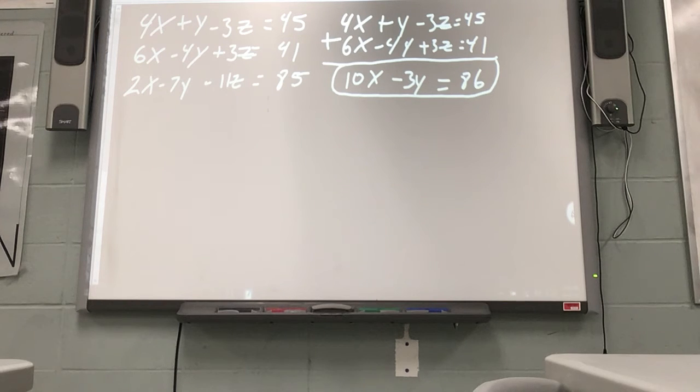And then we take the third one with one of those two, since we've already done those two. I think we take the bottom and the top. Multiply the top by 7? No, you've got to get rid of the z's again. Yep, so we'll have to multiply that top one by 11 and the bottom by 3, so we're gonna have 44x.